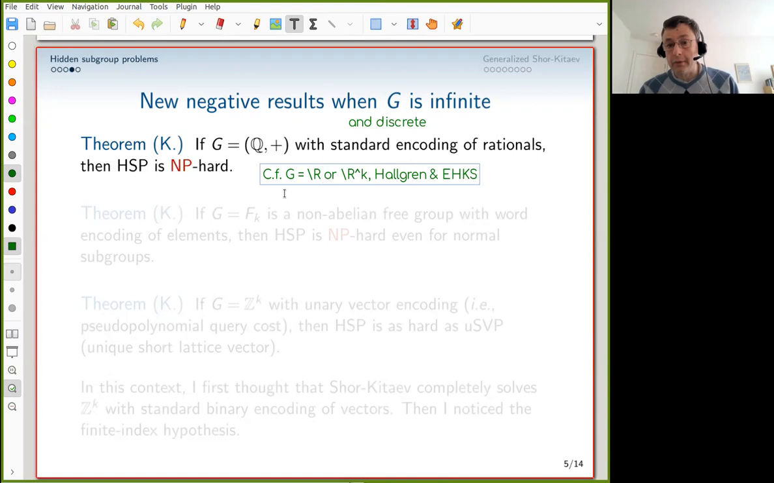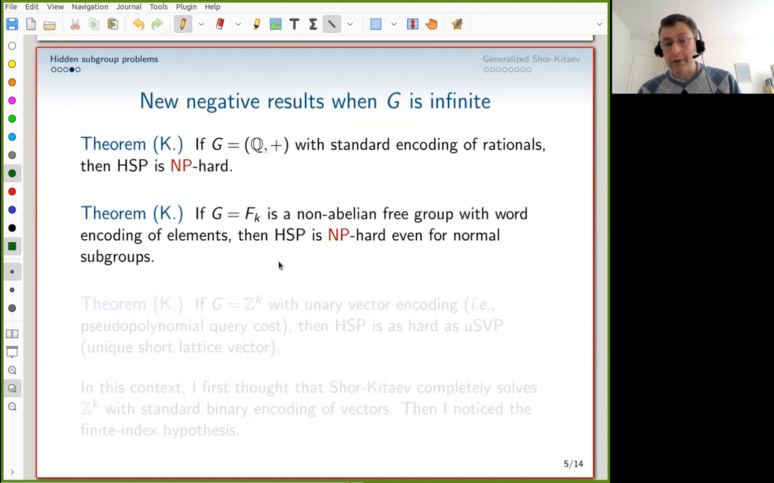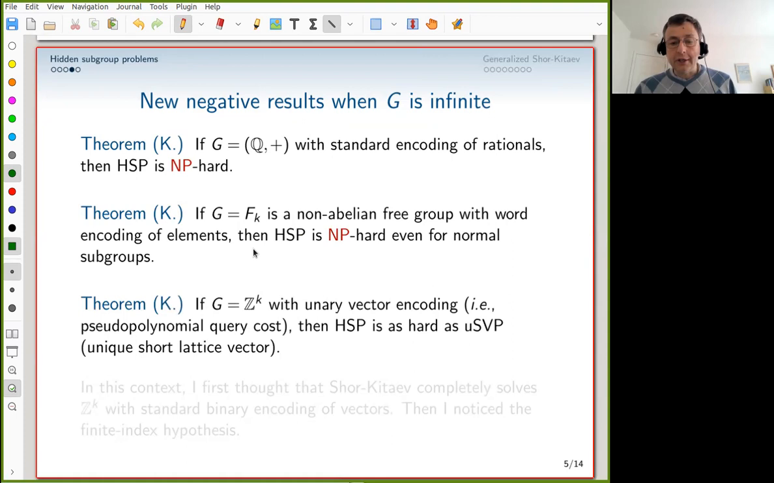Discrete infinite groups, actually, by contrast to the finite case, where there was greater attention, despite that Shor-Kateyev is for an infinite group case. So if you have a non-abelian free group where the elements are encoded as words, then the hidden subgroup problem is NP-hard, even for normal subgroups. That was another thing that I found. And finally, if G is Z to the K, which is the case of Shor-Kateyev, and even if H has finite index, which is also the case of Shor-Kateyev, but if you change the encoding of elements in Z to the K from binary to unary, in other words, the query cost is pseudo-polynomial rather than polynomial, then the hidden subgroup problem is as hard as the unique short lattice vector problem.